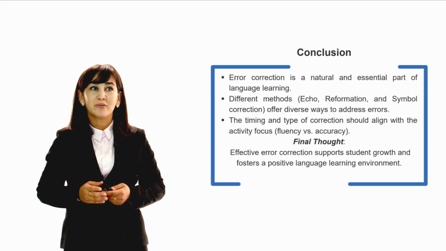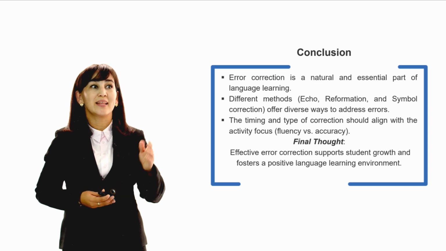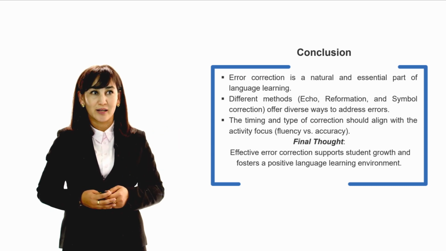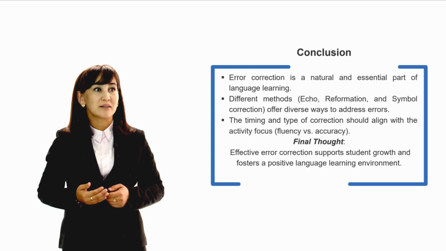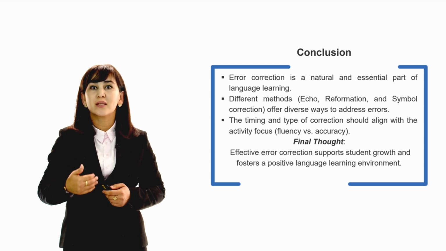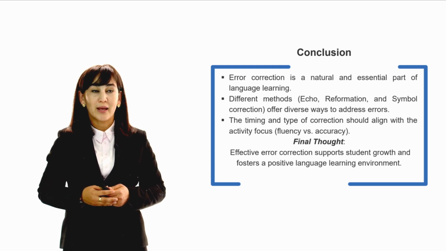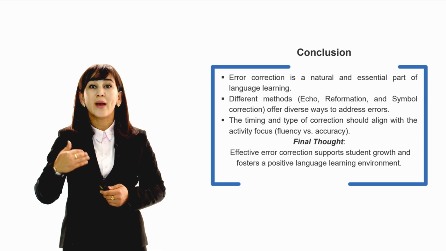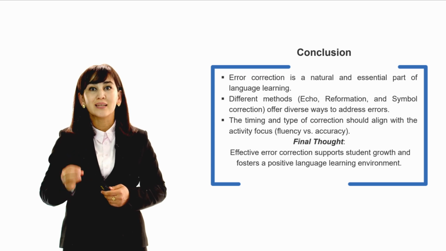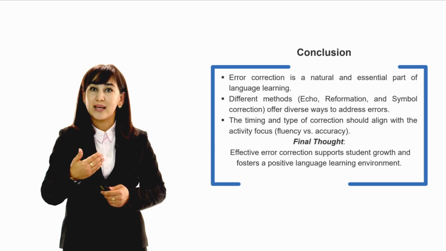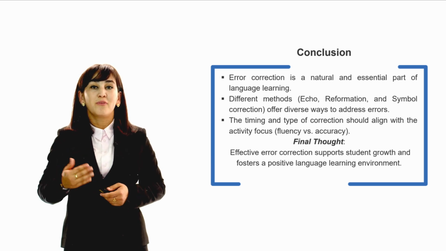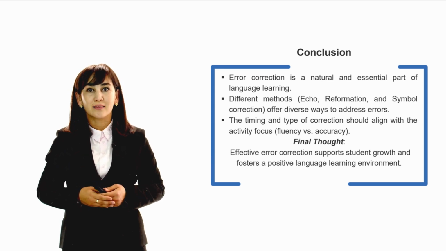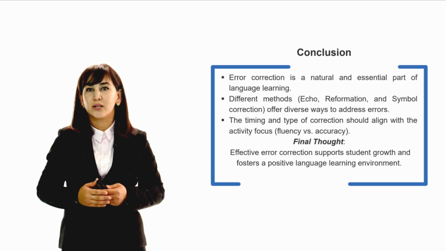To conclude, we can say that error correction is a natural and essential part of language learning. Here, we can use several methods like echo correction, reformulation, and symbol correction, which we use in correcting students' written work. And we should take into consideration when to correct as well. Should we correct it immediately, or should we wait till the end of the activity to focus on students' mistakes later? Finally, the way we correct can either build or break a learner's confidence.